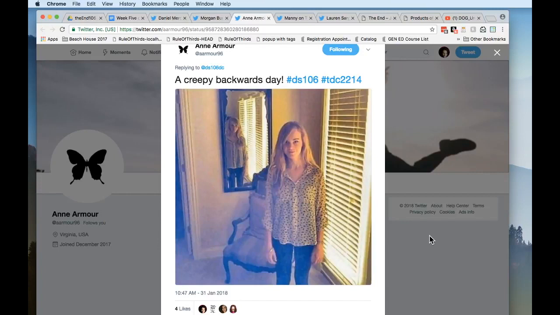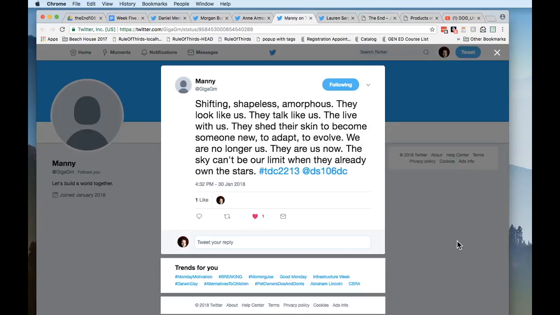Okay, sorry. Giga GM. So I'm not exactly. It says shifting, shapeless, amorphous. They look like us. They talk like us. They live with us. They shed their skin to become someone new, to adapt, to evolve. We are no longer us. They are us now. The sky can't be our limit when they already own the stars.